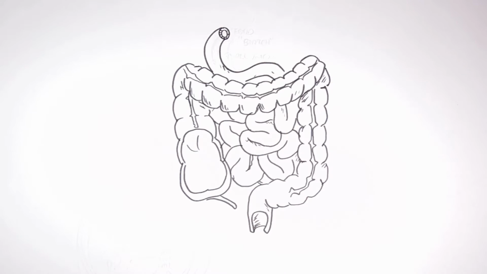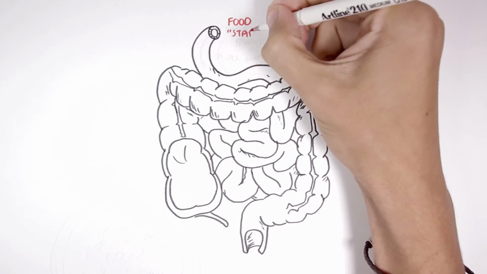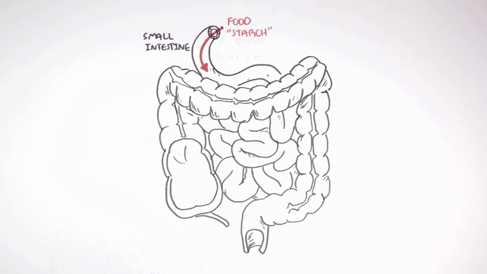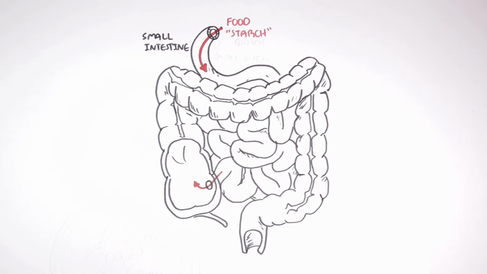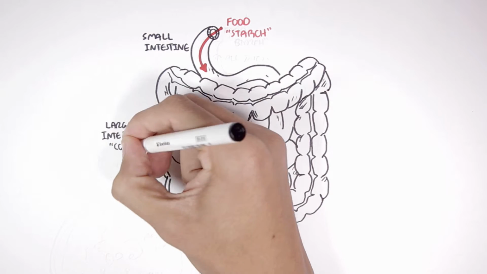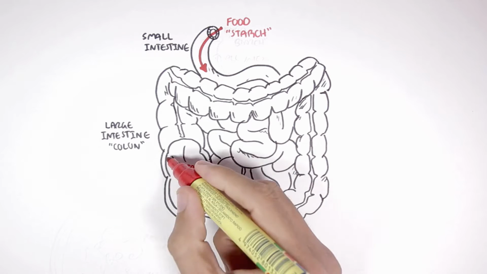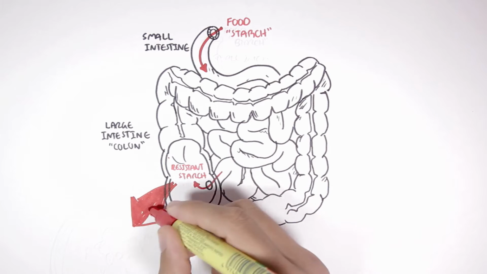Some foods are not digested and absorbed by the small intestine, and so reach the large intestine, also known as the colon. Resistant starch, for example, is a portion of starch that escapes digestion in the small intestine because it is resistant to human digestive enzymes. However, resistant starch still contains energy that our body needs.